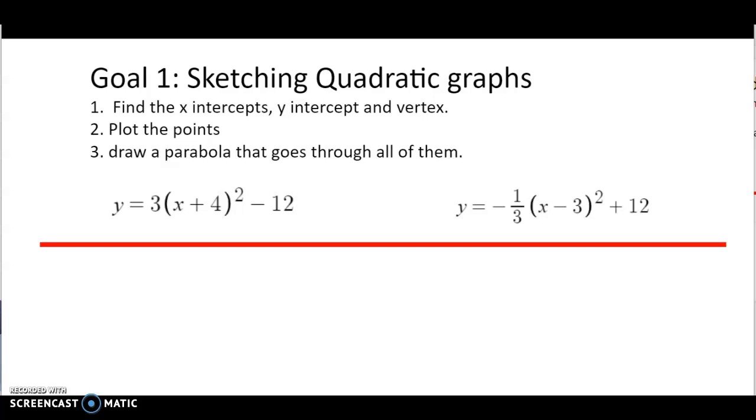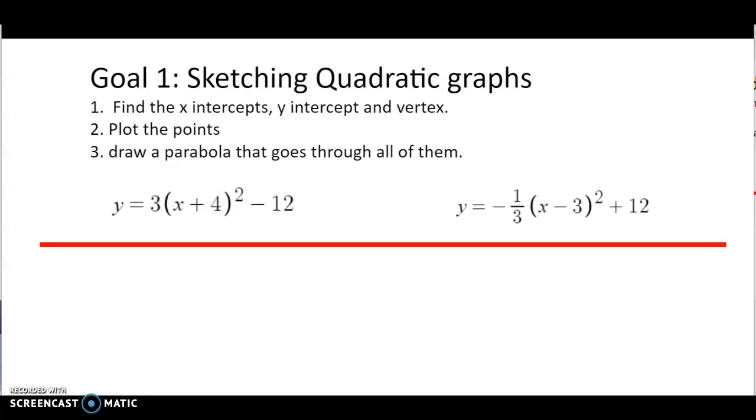Okay, so the second goal is to be able to sketch quadratic graphs really quickly. I am going to demonstrate using these two equations. For those of you who did the homework, you should be very familiar with this already. You should be very good at it by this point.